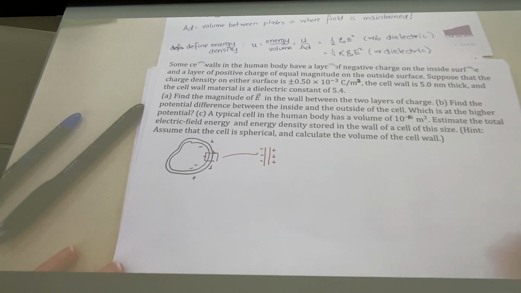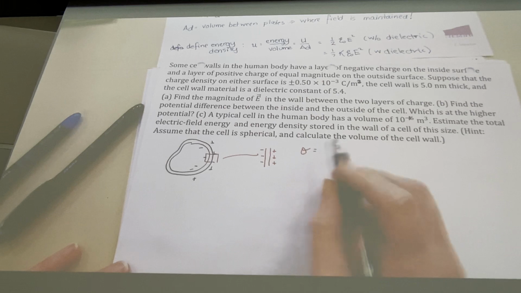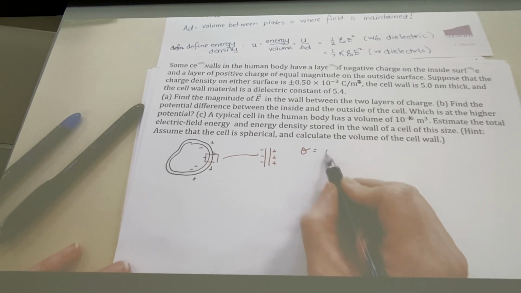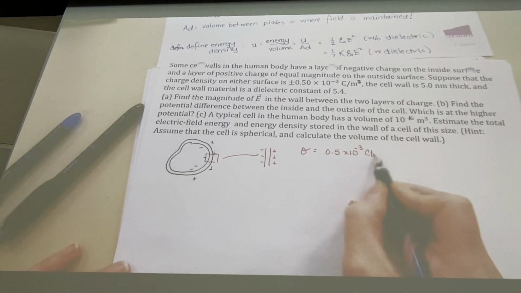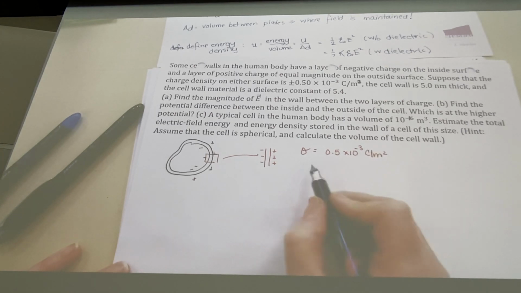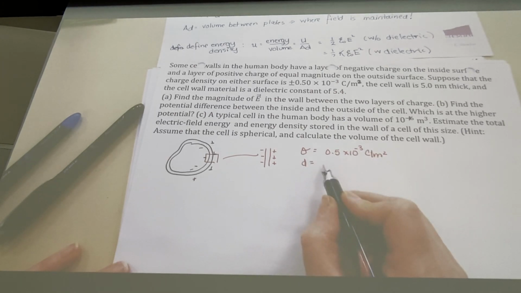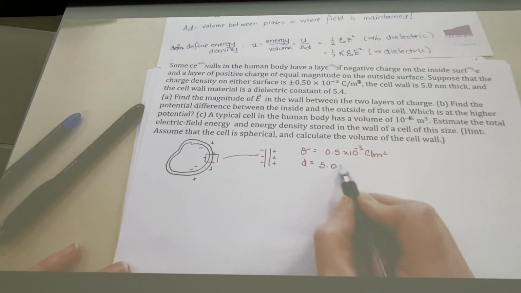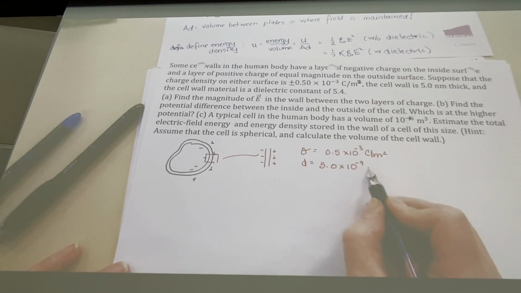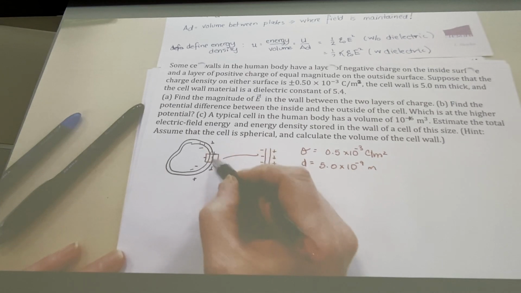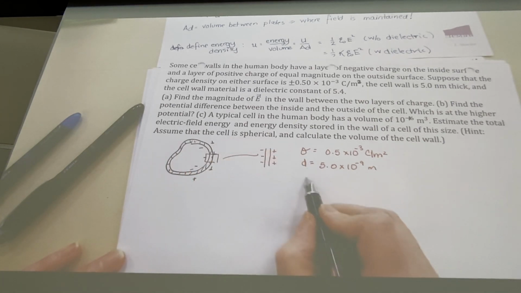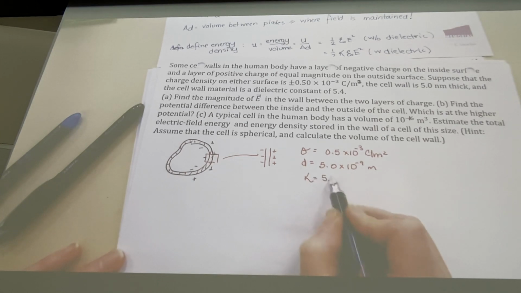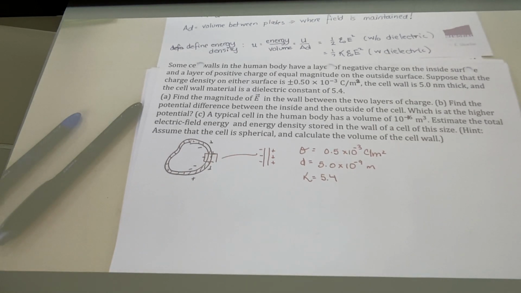Where the thickness, so let's write down our notes. Sigma, our charge density, is 0.5 times 10 to the minus 3 coulombs per meter squared. The separation is 5 times 10 to the minus 9 meters. And there's bunches of stuff filling up your cell. It's not just air, so it has a dielectric constant that's equal to 5.4. So there's all of our information.